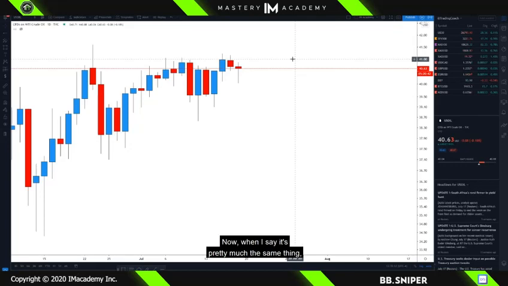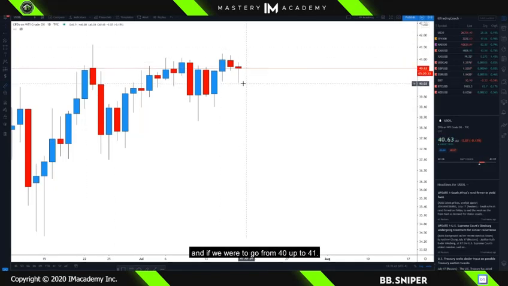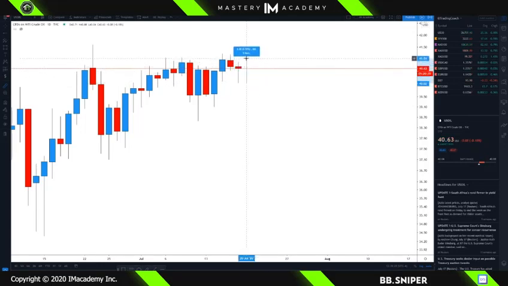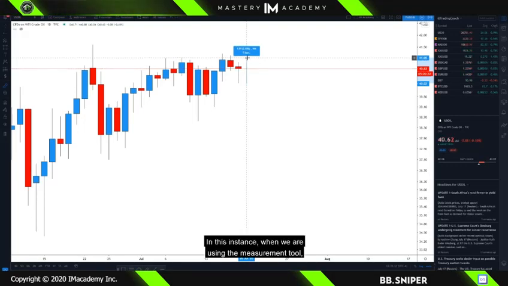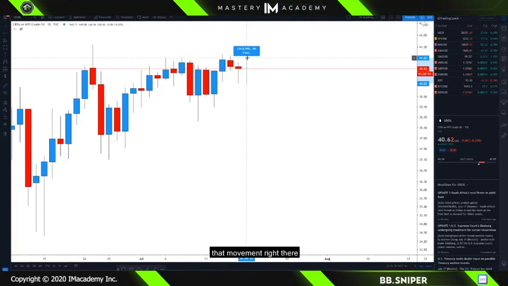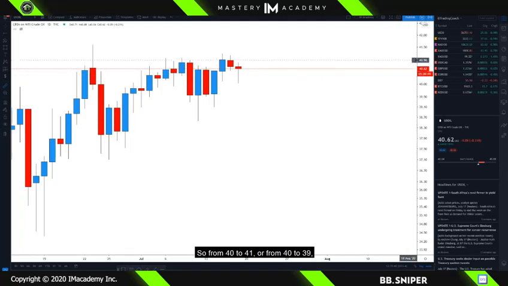Okay, now when I say it's pretty much the same thing, it's going to be a little bit different if we use the measurement tool and if we were to go from 40 up to 41. In this instance, when we are using the measurement tool, that movement right there would be the equivalent of 100 pips on most brokers. So from 40 to 41, or from 40 to 39, that would be the equivalent on most brokers of a 100 pip movement in price.